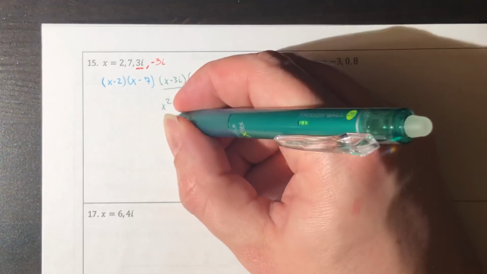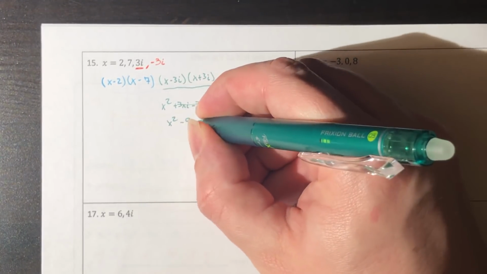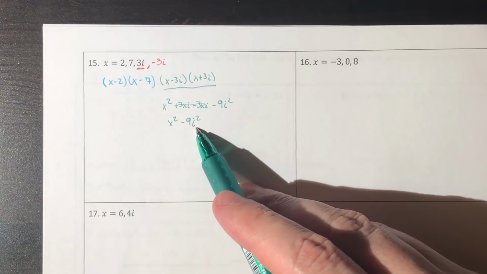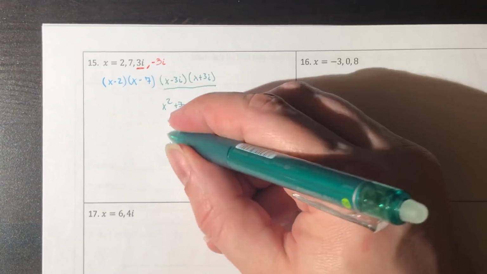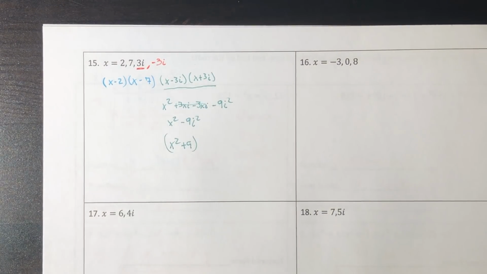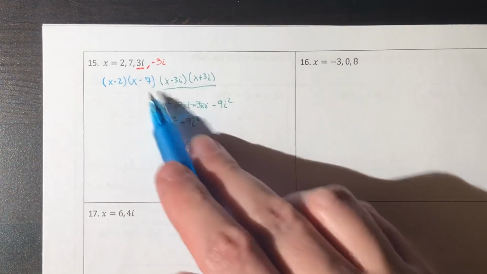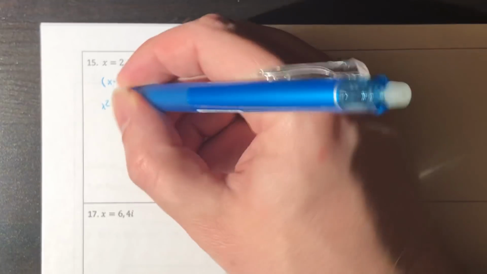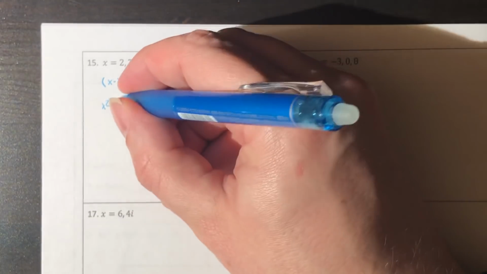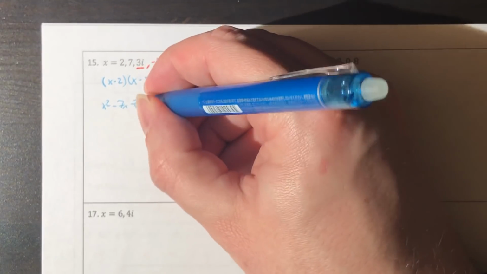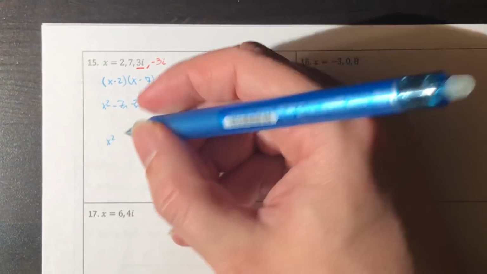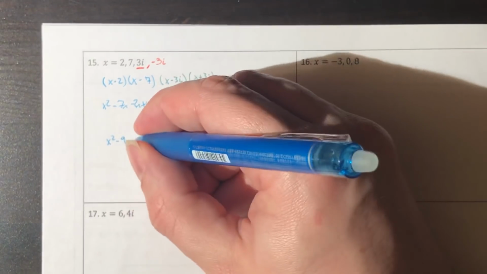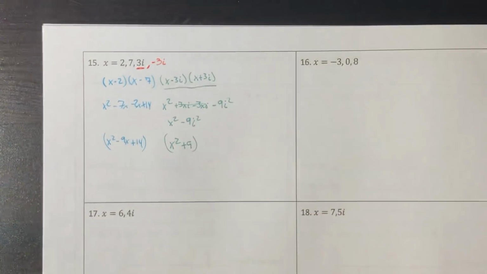Those cancel out, so you've got x squared minus 9i squared, but i squared is -1, so that's x squared plus 9. That's what you have there. Then you could FOIL those ones together. So I've got x minus 2 times x plus 7. So that's going to be x squared minus 7x minus 2x plus 14. And when I combine like terms, that's going to give me x squared minus 9x plus 14.